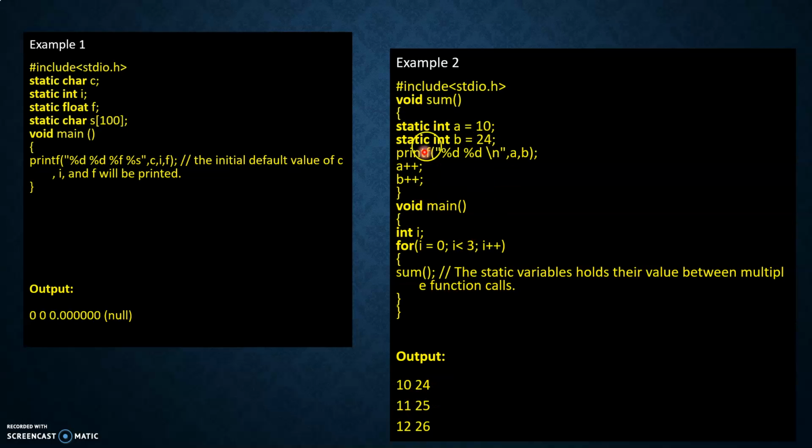Printed. Again it will call the sum function. Now there are post operators, so the plus plus will be there. A will now become 11. B will now become 25.